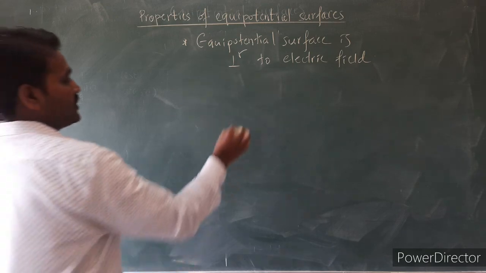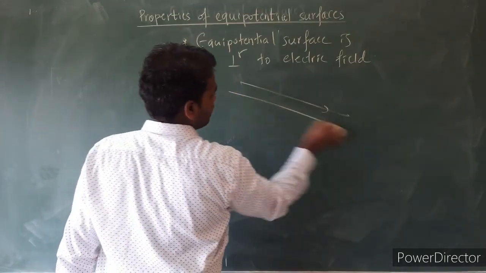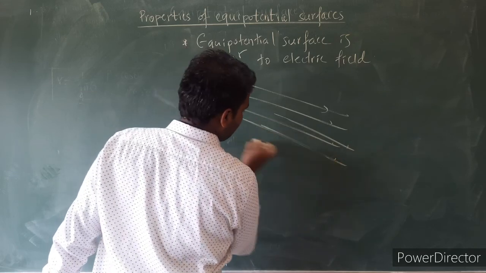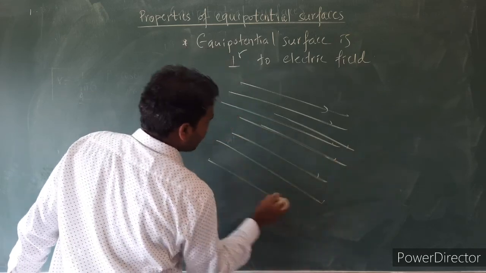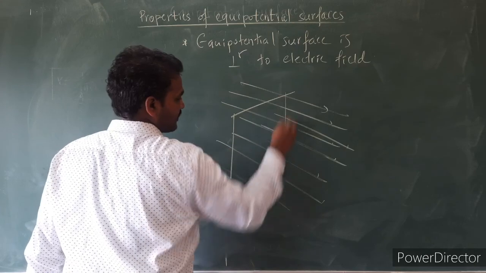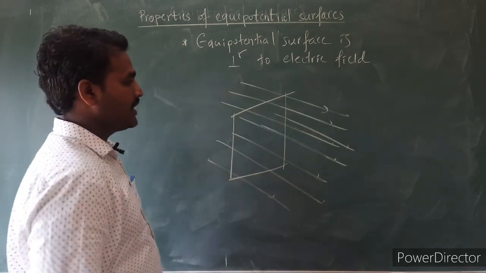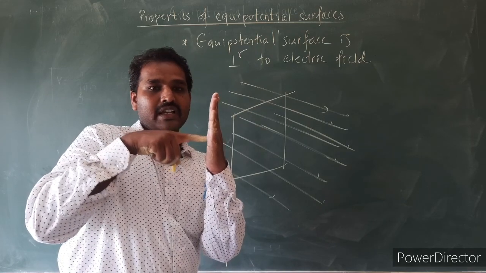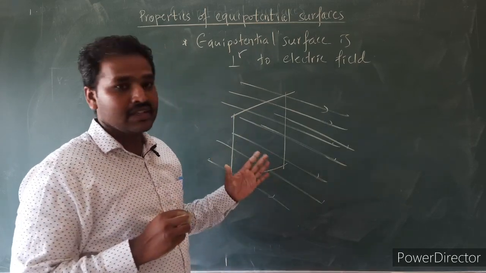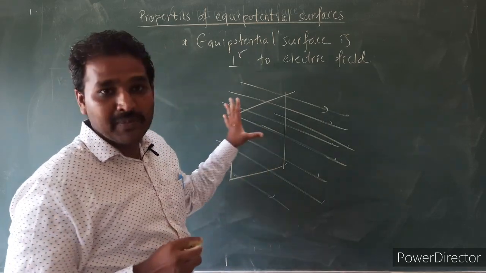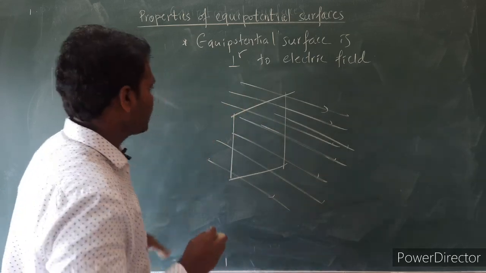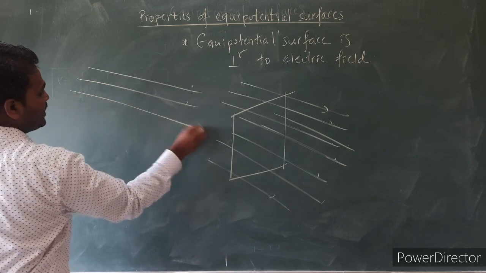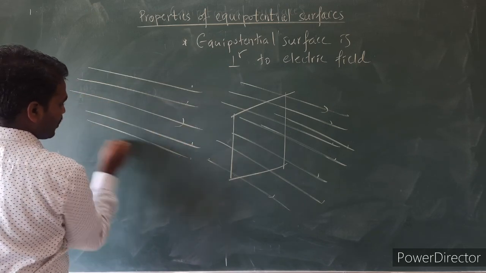Here, I was just explaining. If you have some uniform electric field like this, I had shown the equipotential surface something like this. And this equipotential surface is perpendicular to the direction of the electric field. Yes. So why should it be perpendicular to the electric field? See here, what happens? Let us consider the surface. If it is not perpendicular to the electric field, what happens?